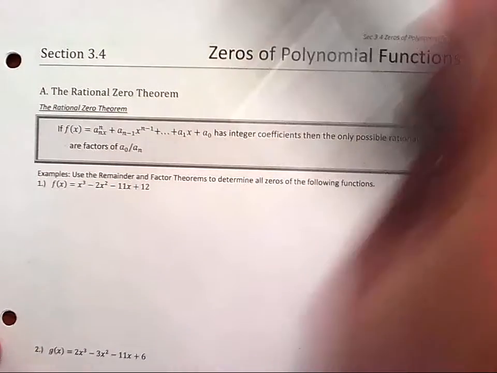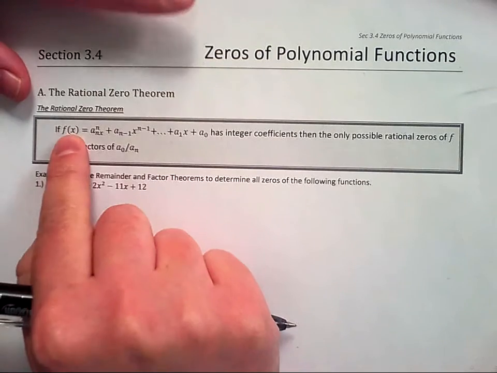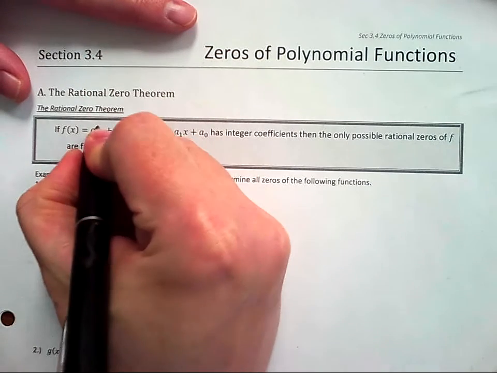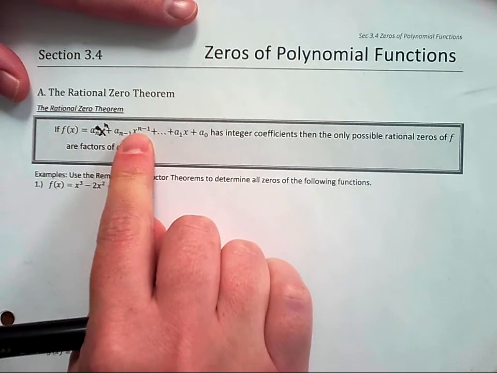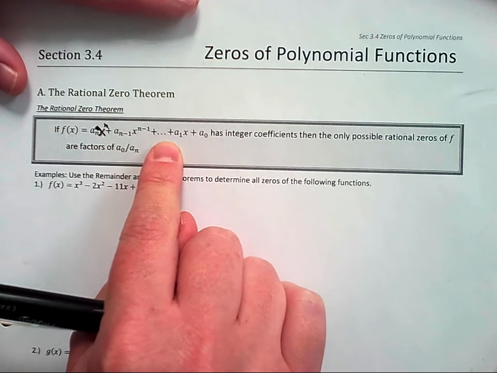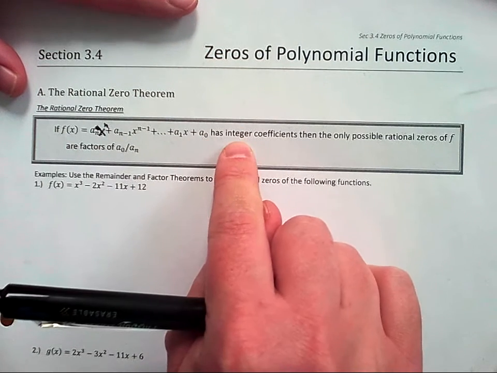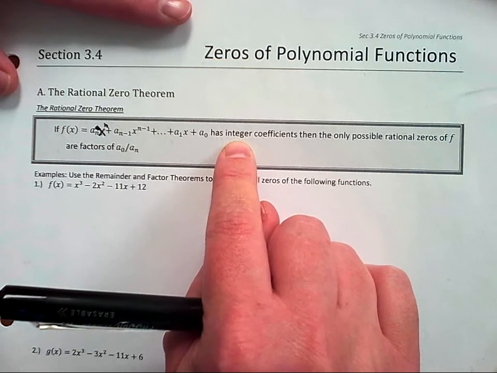Okay, so bear with me because there are a couple typos, right? Let f of x equal a sub n x to the n power plus a sub n minus 1 x to the n minus 1, dot dot dot. So this is a polynomial, n is whole numbers, and you have integer coefficients. What's an integer again? Whole number, good. Negative or positive whole number.